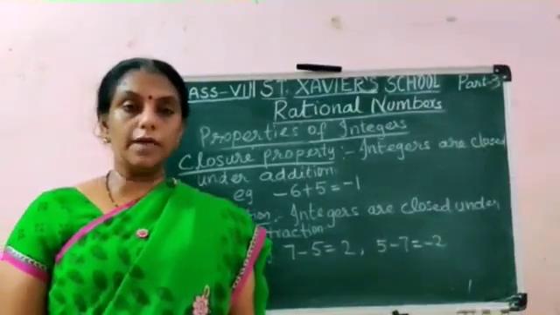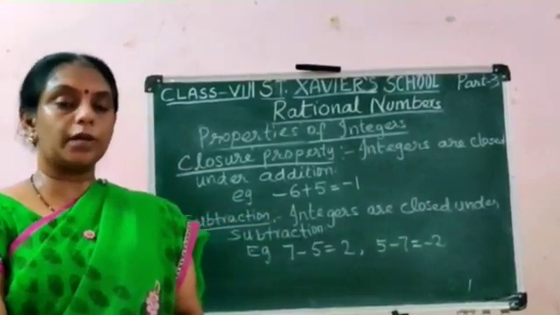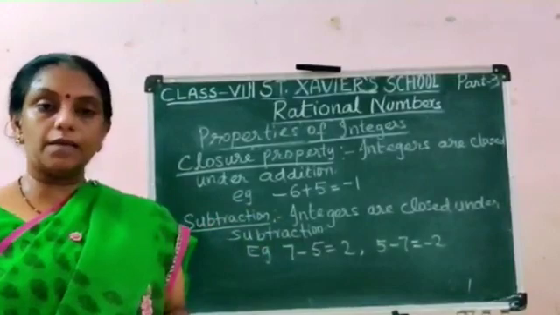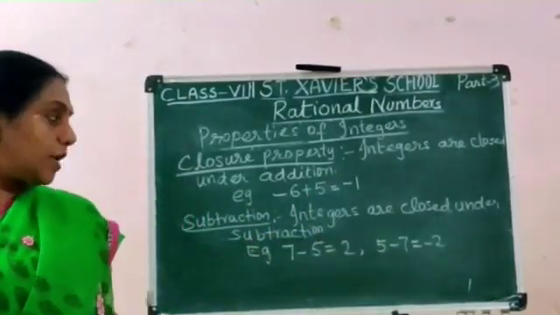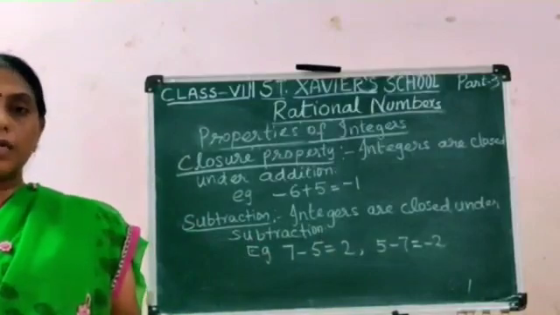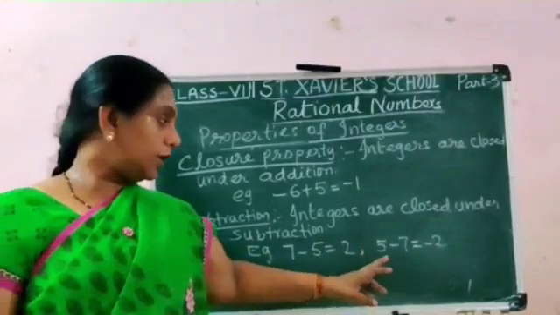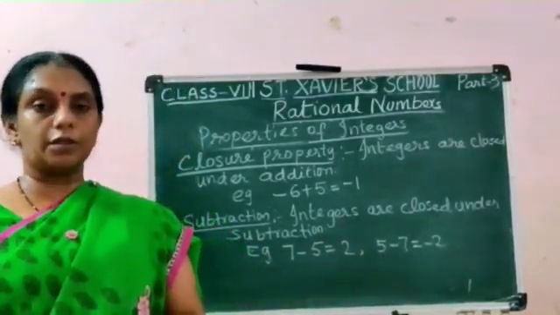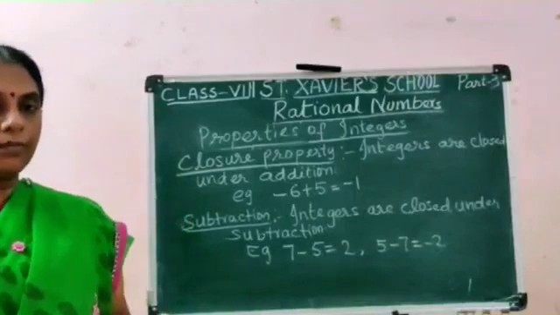Now we will go for the integers, properties of integers. Under the closure property, integers are closed under addition. Example is minus 6 plus 5 will become minus 1. Minus 1 is an integer. Next one is subtraction. Integers are closed under subtraction. So 7 minus 5 equal to 2. 2 is an integer. And 5 minus 7 is equal to minus 2. Minus 2 is also an integer. Therefore, integers are closed under subtraction.